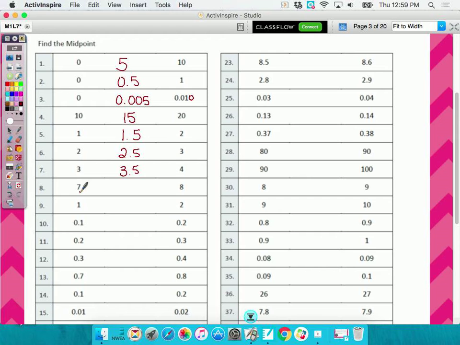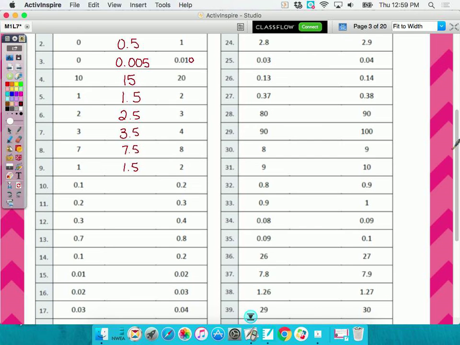What about 7 and 8? 7.5. What about 1 and 2? 1.5. Okay, so we used the number line to figure out all of those except for number 3. Who knows what strategy I used on number 3? Well, we added a 0 in the thousandths place to help us understand.